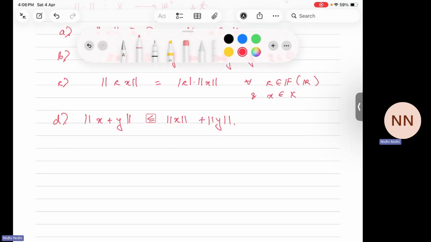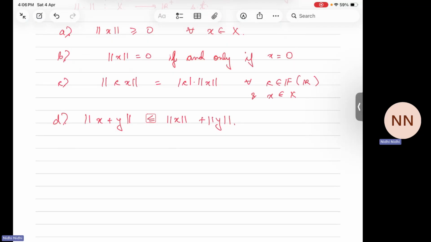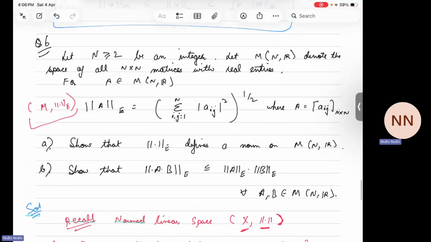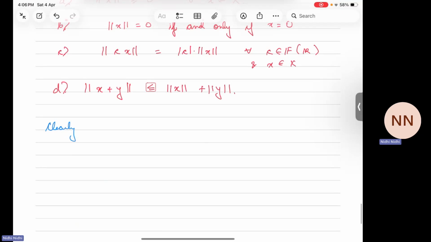Okay, so let's start with our first property. Obviously, clearly, this space is a vector space. We all know that. And since we're taking the entries from real numbers, we can consider our field to be R. Clearly, M_n(R) is a vector space over the field of real numbers.